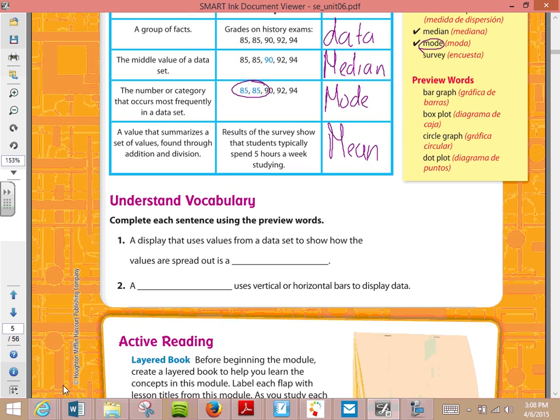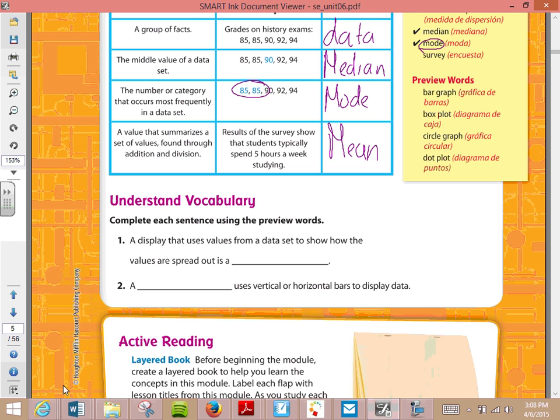The next one, we're going to choose from the previous words right here. A display that uses values from a data set to show how the values are spread out. What is that? Is it a bar graph, a box plot, a circle graph, a dot plot? Why is that? Why do you think the dot plot is the one that is more accurate? They're spread out, basically. The points are all spread out, right? You can see where they are. So that'll be a dot plot. You'll see one in a minute.